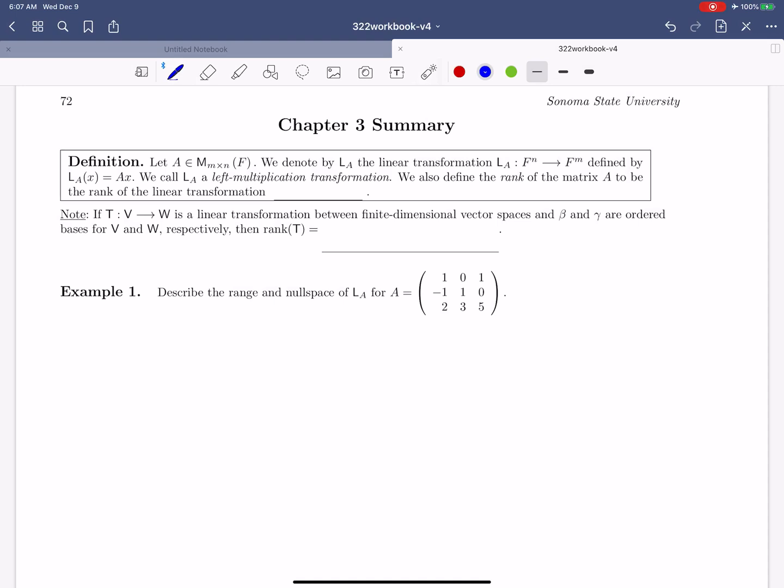Hello everybody, and welcome to page 72 in the workbook. This is the beginning of the Chapter 3 summary, which is kind of a culmination of the main ideas of Chapter 3 in our textbook.